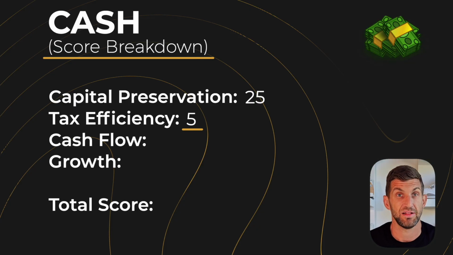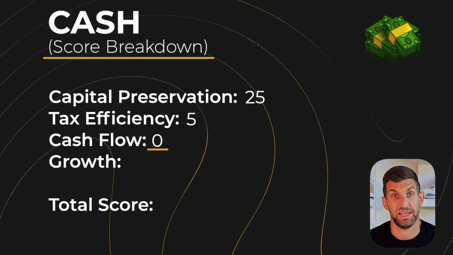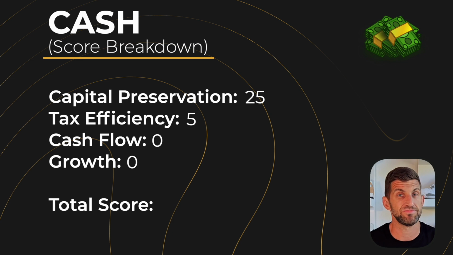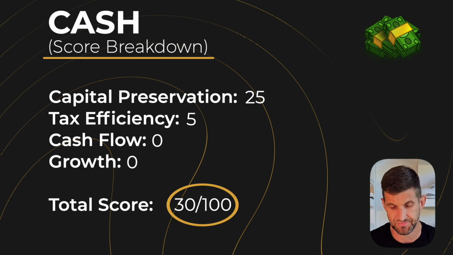Cash flow. This cash is not producing any income for you because you just have it sitting there in your bank account. So that's a 0. Growth. Is it increasing in value? Nope. It's just sitting there again, right? So your total score for cash is 25 for capital preservation and 5 for tax efficiency. So we'll give cash a score of 30.